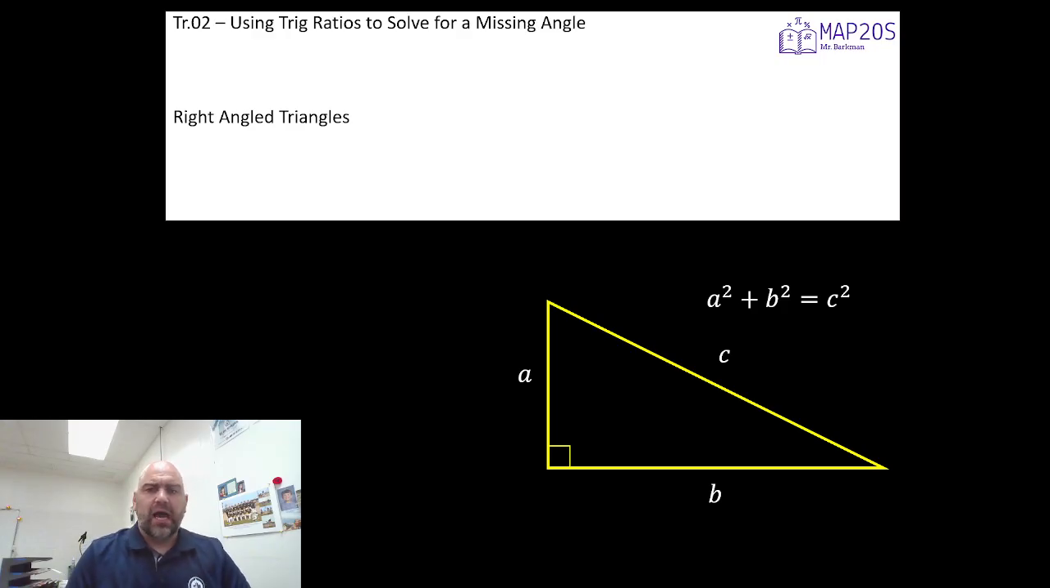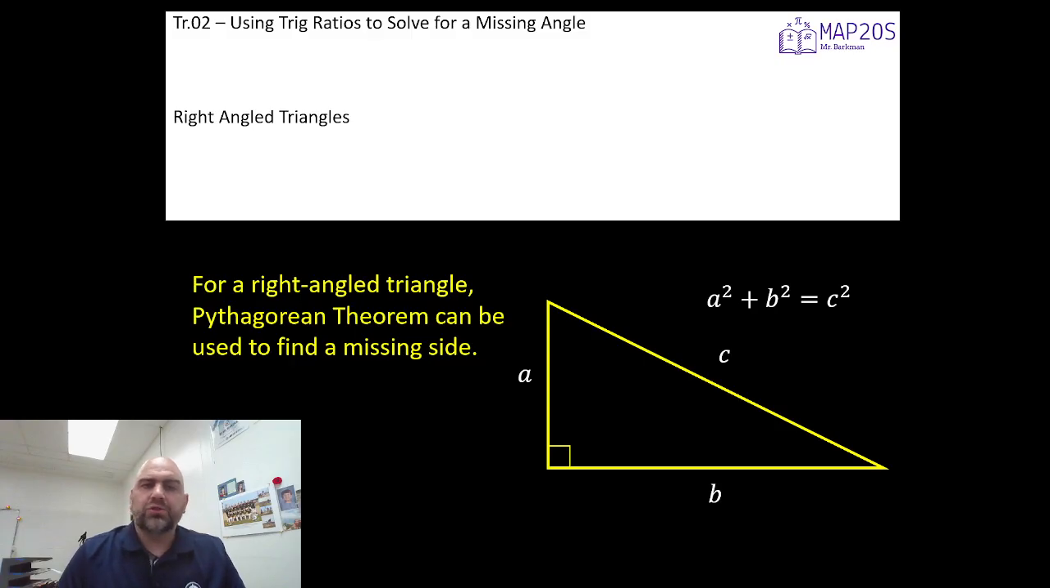We're going to look at the Pythagorean theorem and the way that we can solve for a specific side. That's something we've probably done in the past. Before we start looking at angles, we're going to start looking at sides and how we deal with that. So for a right angle triangle, the Pythagorean theorem can be used to find a missing side. As long as we know two of the sides, we can find the third one using the Pythagorean theorem.